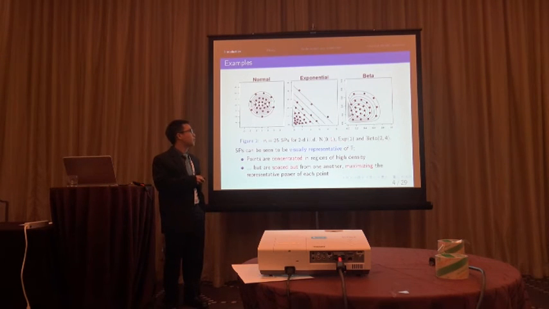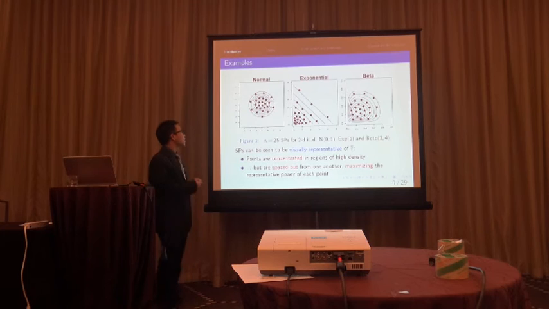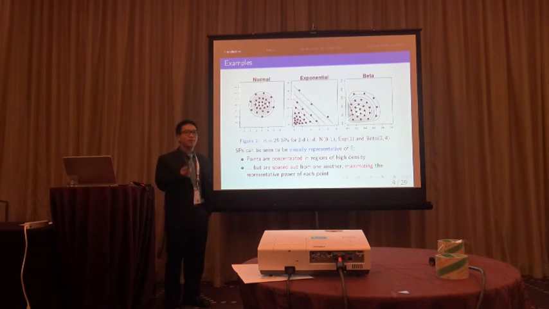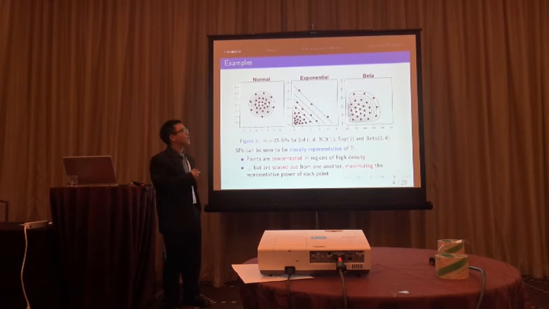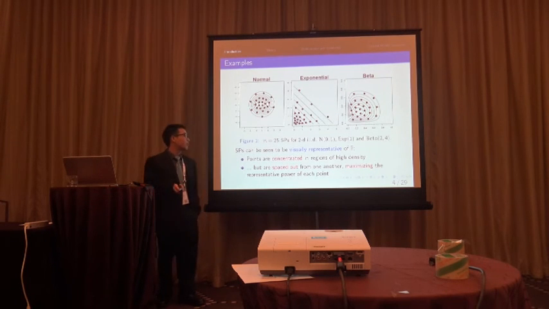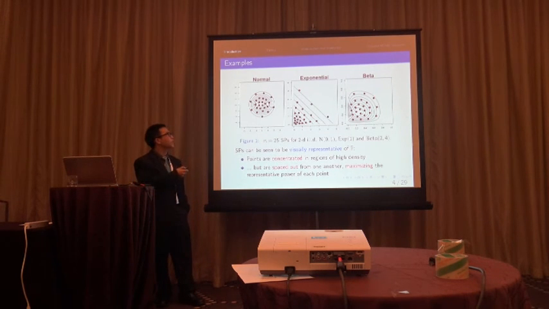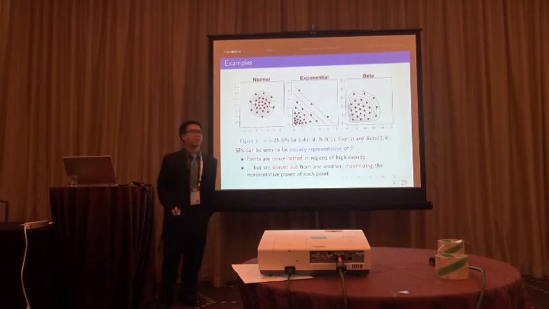Just to visually convince you why these points are good, here are 25 support points for the normal distribution, exponential, and beta. You see that the way these points are allocated, they're very visually representative of the distribution. They're concentrated in areas with high density, which is exactly what you want, but they're also quite spaced out from each other, which maximizes the representability of each point.